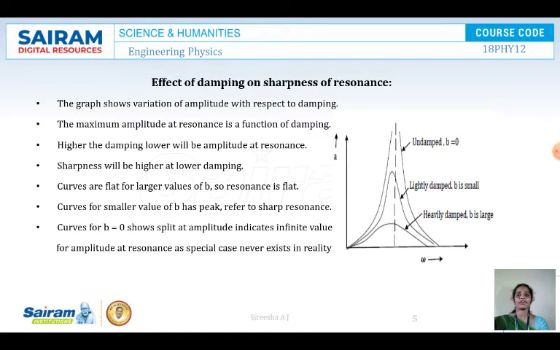Next, what is the effect of damping on the sharpness of resonance? So you can see here the graph is a peak.